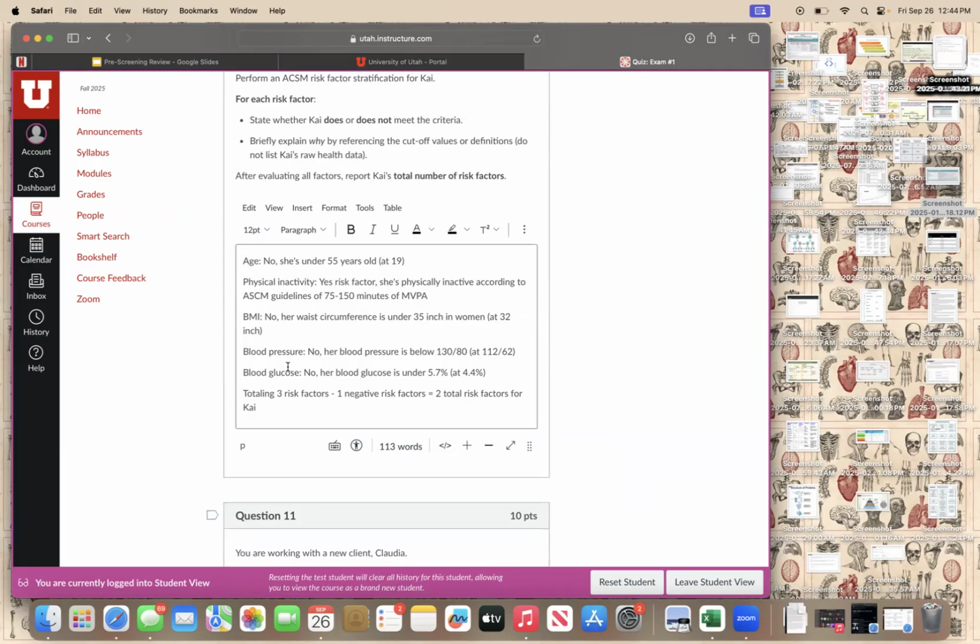And then blood pressure, no, her blood pressure is below 130 over 80. Particularly hers is 112 over 62. So she'd be below that. And then blood glucose, no, her blood glucose is under 7.5, sorry, 5.7 at 4.4%. And then that totals three risk factors for her and one negative risk factor. So like total at the end, she'd have two total risk factors for Kai.